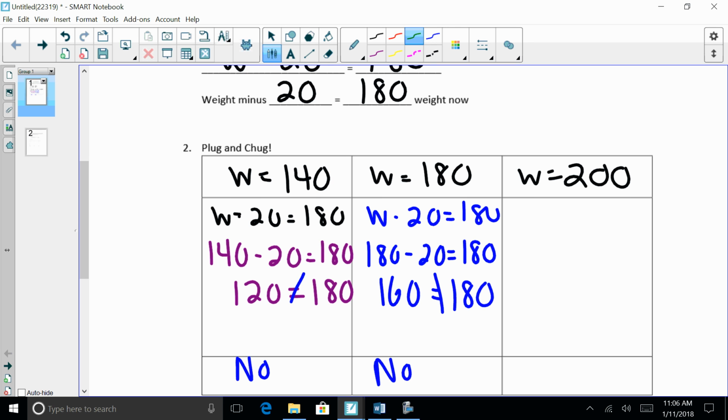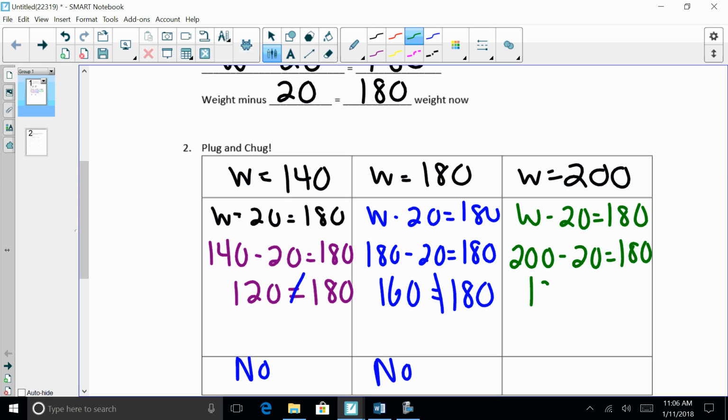So we're going to continue with our last one, rewriting the equation. W minus 20 equals 180. Take my 200, plug it in where my W is. You notice that each time I'm rewriting each step to make it neat and clean and organized so that I can tell where your work is coming from.